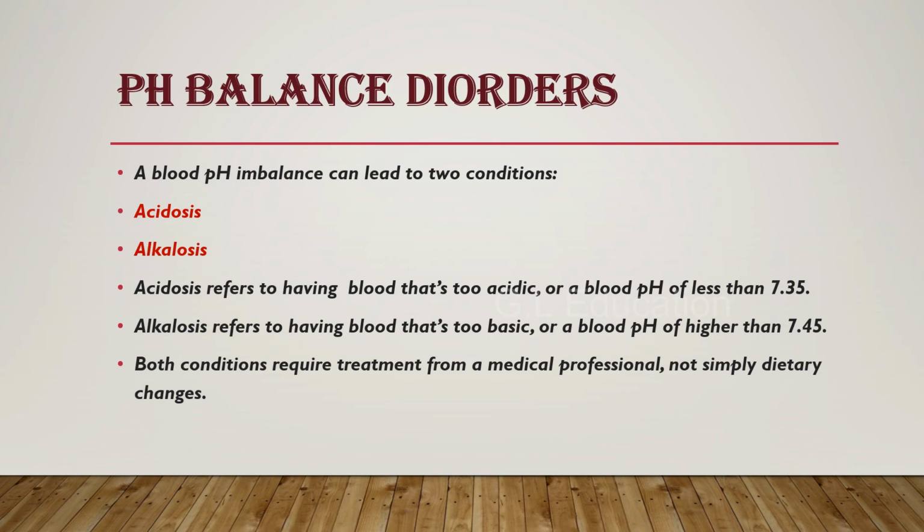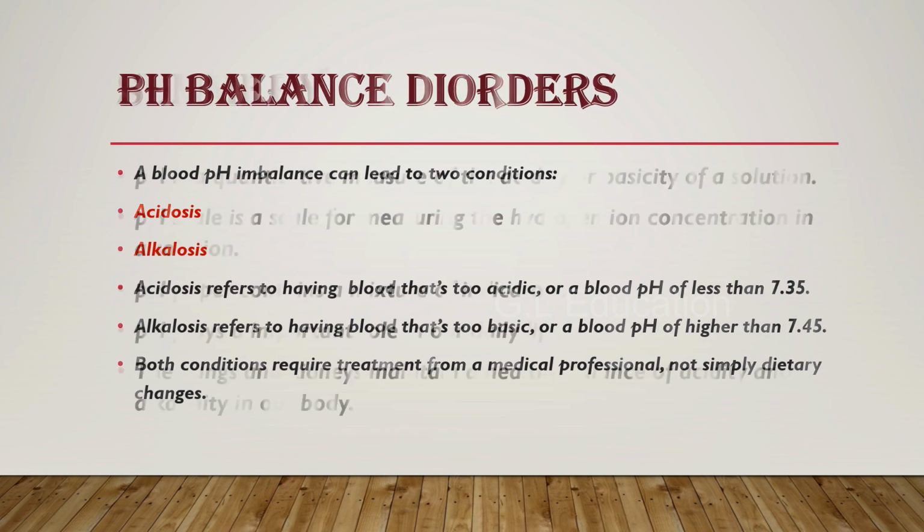pH balance disorders. A blood pH imbalance can lead to two conditions: acidosis and alkalosis. Acidosis refers to having blood that's too acidic, or a blood pH of less than 7.35. Alkalosis refers to having blood that's too basic, or a blood pH of higher than 7.45. Both conditions require treatment from a medical professional, not simply dietary changes.